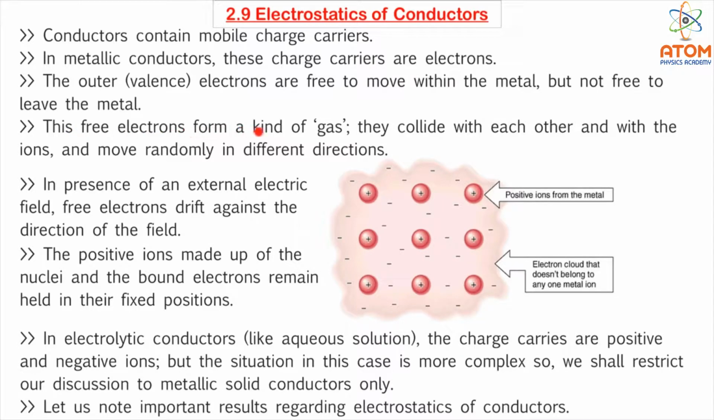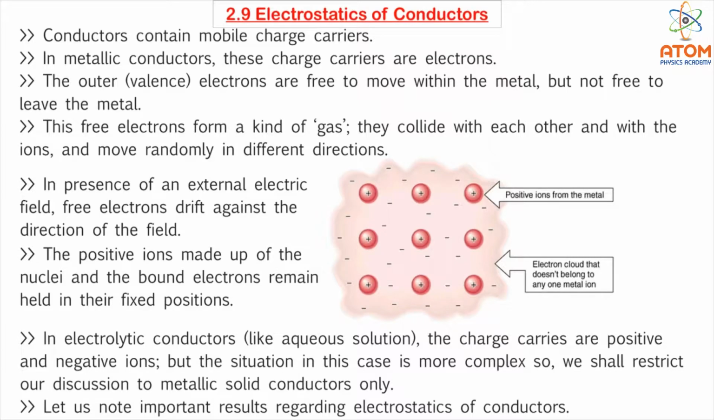These free electrons form a kind of gas and they collide with each other and with ions and move randomly in different directions. Very obviously, these electrons are free to move randomly everywhere. So they sometimes collide with the positive ions, sometimes with other electrons, and that type of collision keeps on happening in this whole metallic structure. So we can call these electrons an electron gas.